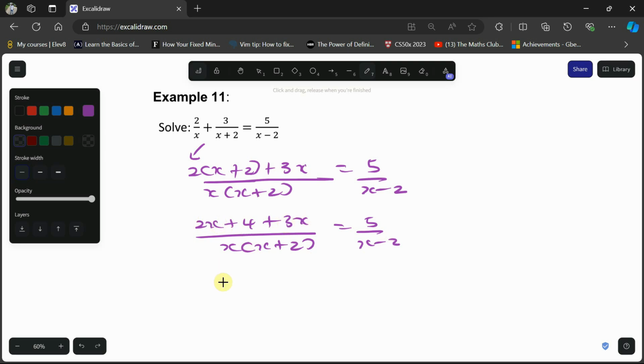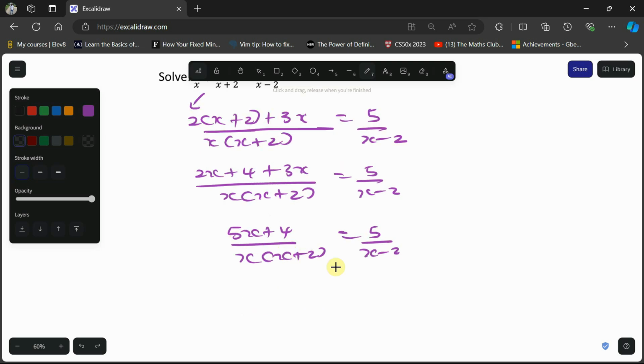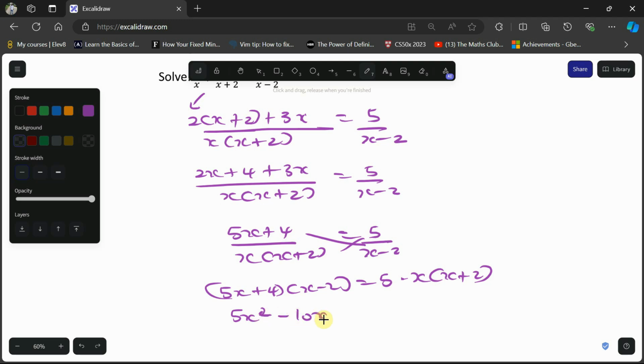2x plus 3x, that will give me 5x plus 4 all over x open bracket x plus 2 close bracket is equal to 5 all over x minus 2. Now we have this in the simplest form, so we can cross multiply and say 5x plus 4 would multiply x minus 2 is equal to 5 would multiply x open bracket x plus 2. So this will give me 5x times x will give me 5x squared. 5x times minus 2 will give me minus 10x. 4 times x will give me plus 4x. Plus 4 times minus 2 will give me minus 8, is equal to 5 times x, is 5x.